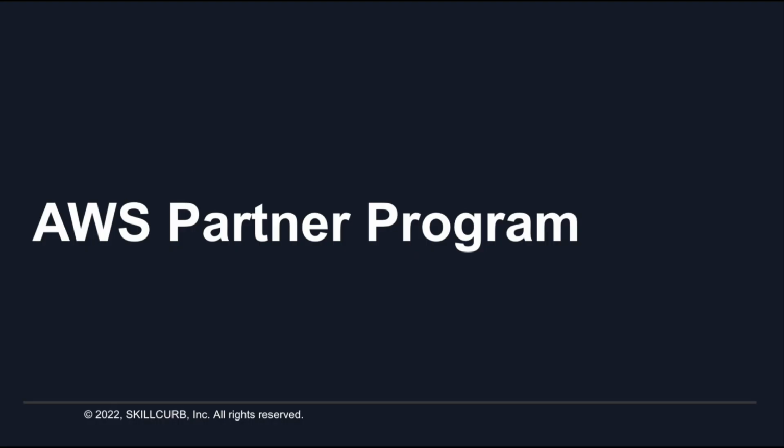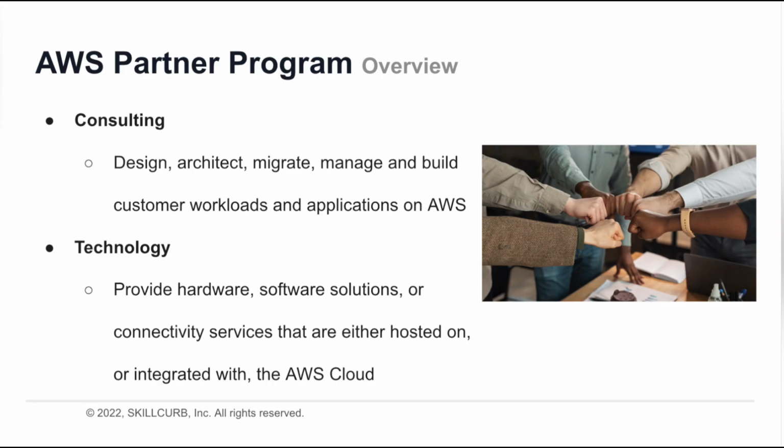AWS Partner Program. There's two different types of partners on the AWS Partner Program. You can either be a consulting partner or a technology partner. A consulting partner designs, architects, migrates, manages, and builds customer workloads and applications on AWS. A technology partner provides the hardware, software solutions, or connectivity services that are either hosted on or integrated with the AWS cloud.